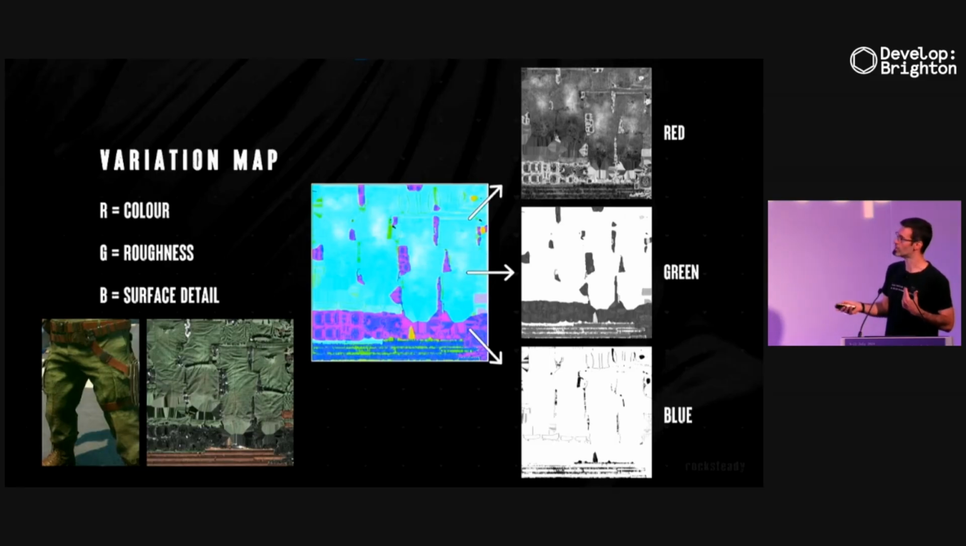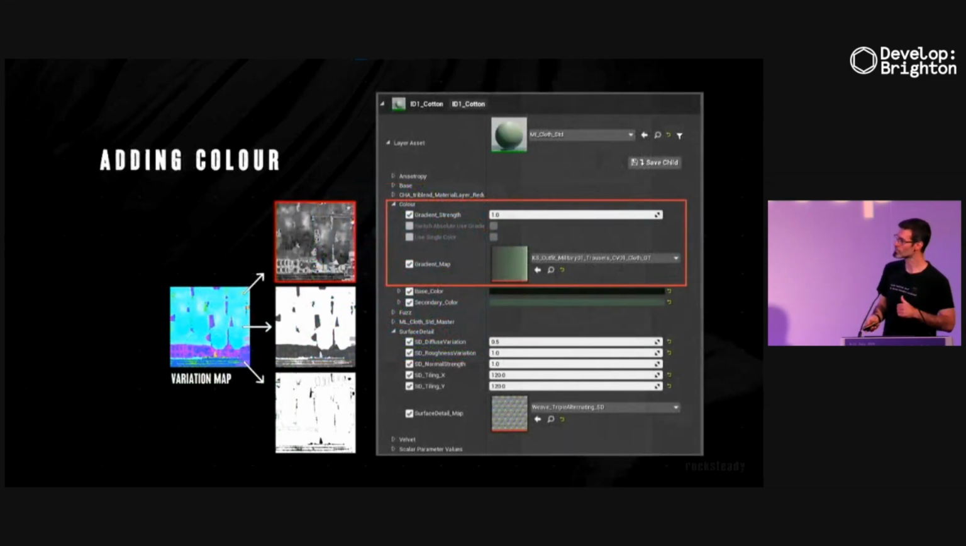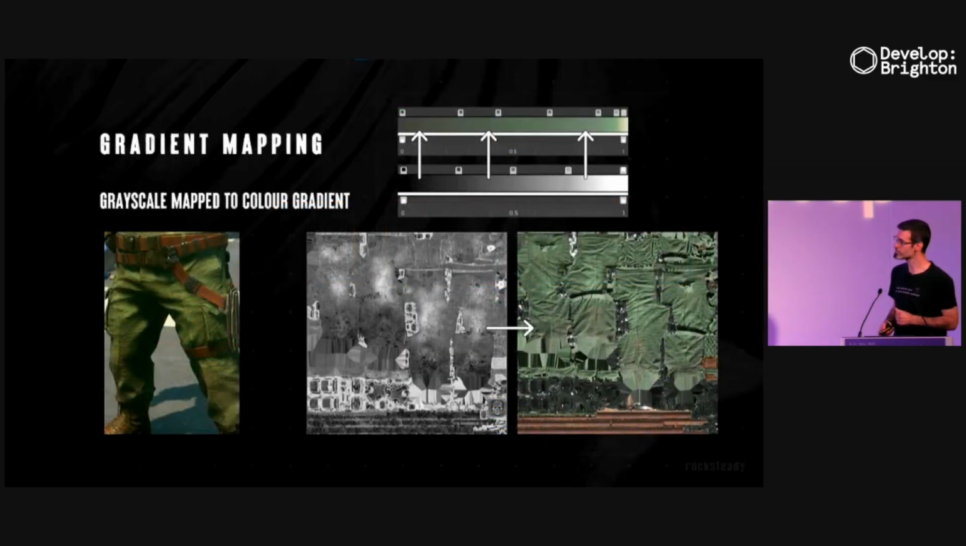So color can surprise some people. How do we go from grayscale to color? Let's dive into it. On each layer, we apply a color gradient, which is what we combine that grayscale mask map with through a technique called gradient mapping. Anybody here familiar with gradient mapping? Okay, handful of hands. So I'm going to explain how it works.